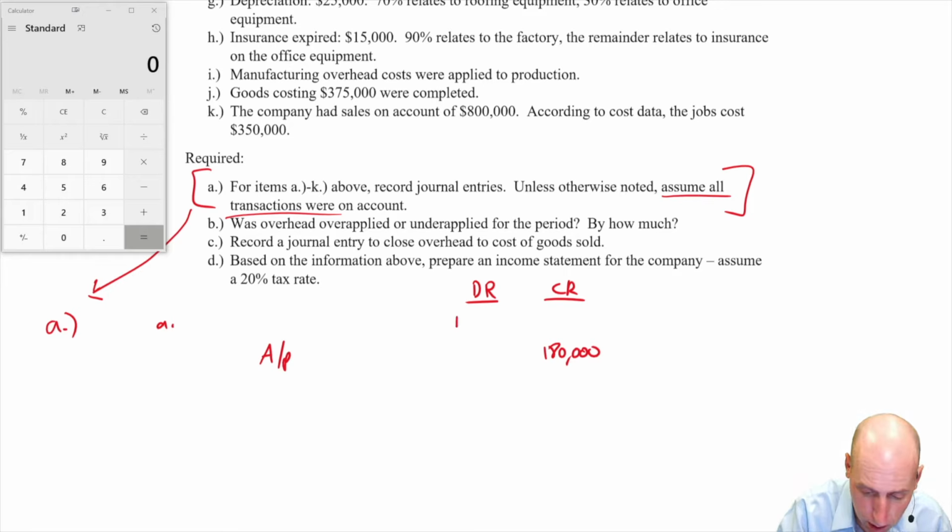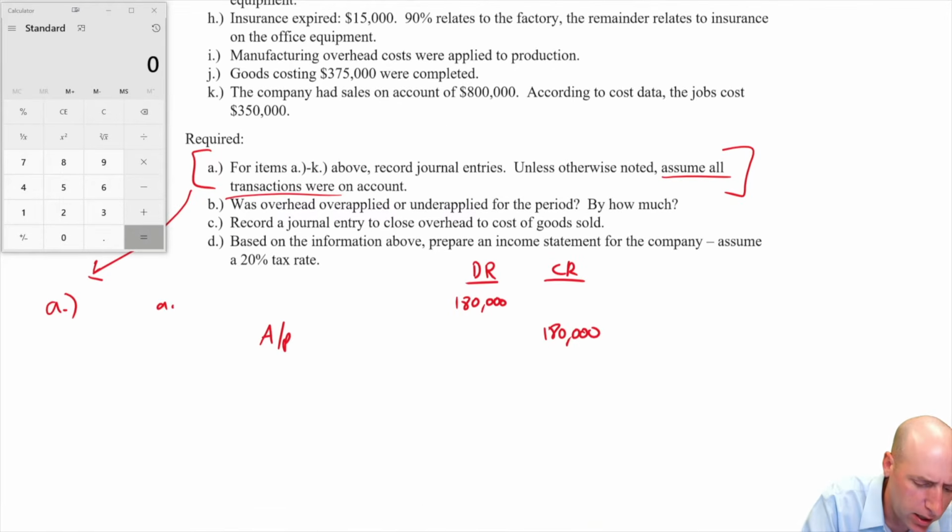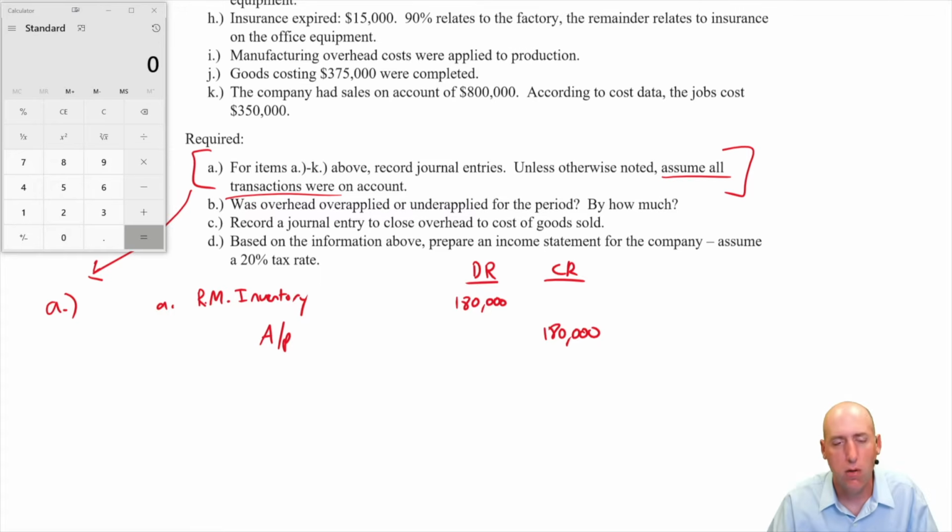I'm going to debit something for 180. What did I buy? I bought direct materials. I'm going to call these raw materials, right? This is an inventory I'm buying. I'm going to debit raw materials inventory. We bought some raw materials that we're going to use in production. Okay, there's A, done.